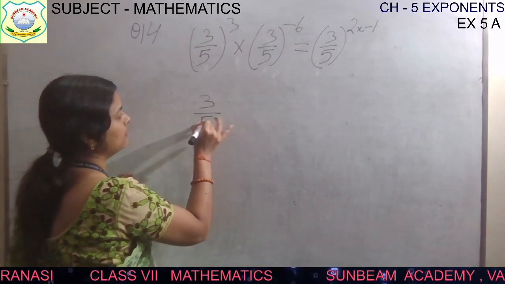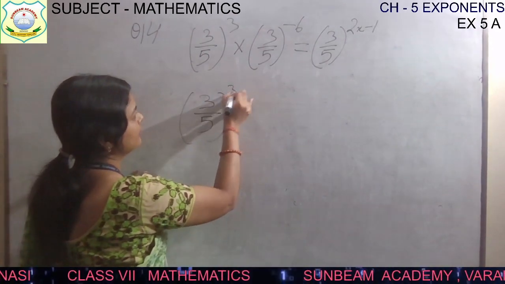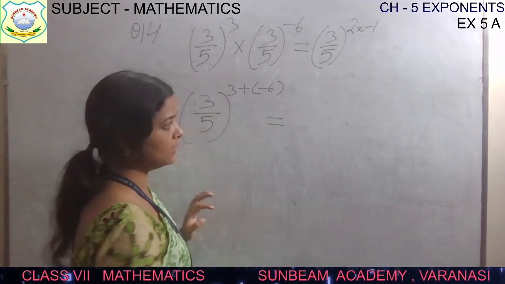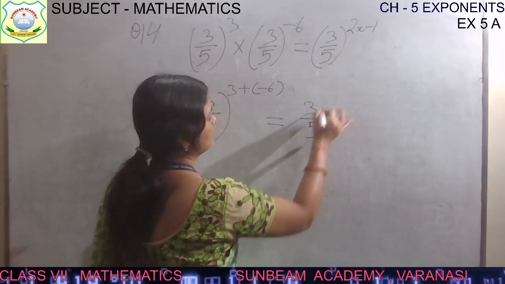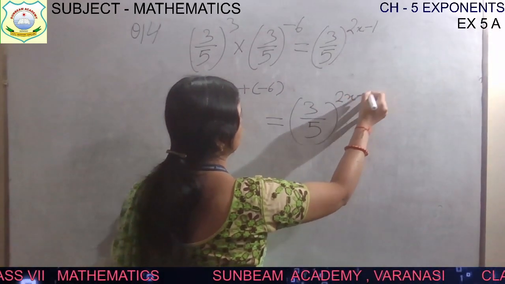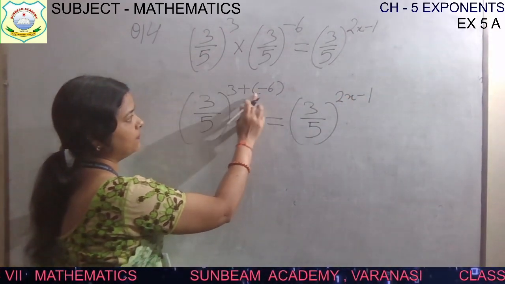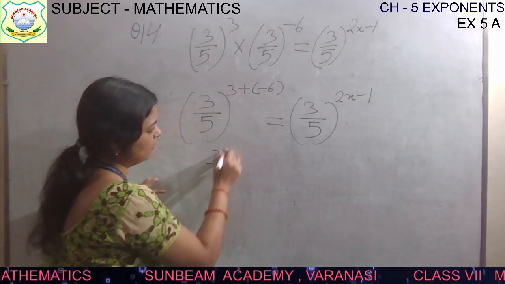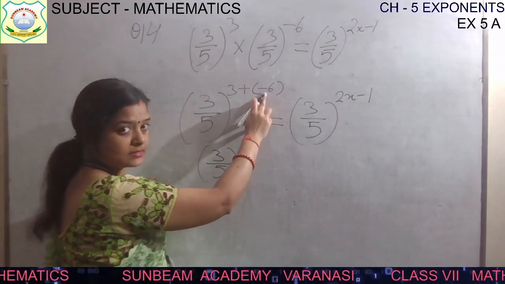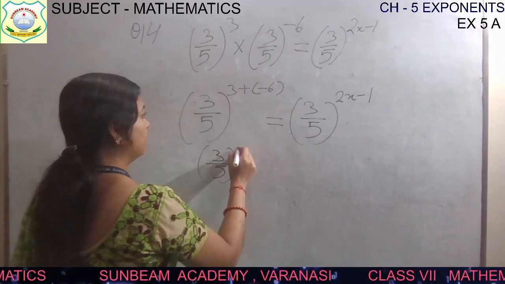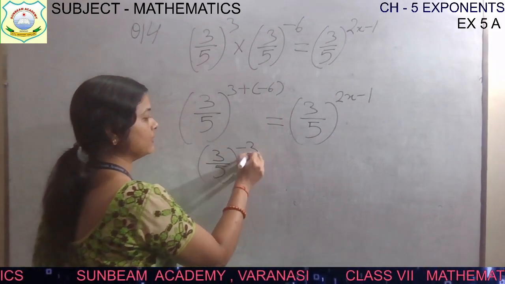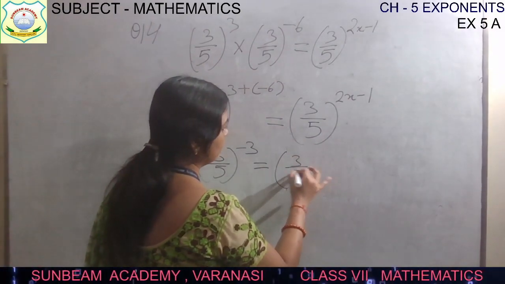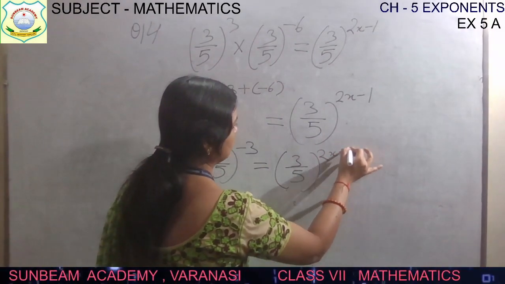So this will become 3 by 5 to the power 3 plus minus 6, is equal to 3 by 5 to the power 2x minus 1. Children, 3 plus minus 6 will become minus 3 here. Next step, 3 by 5. When you solve 3 and minus 6, it will be subtracted and it will be minus 3. Minus 3 is equal to 3 by 5 to the power 2x minus 1.